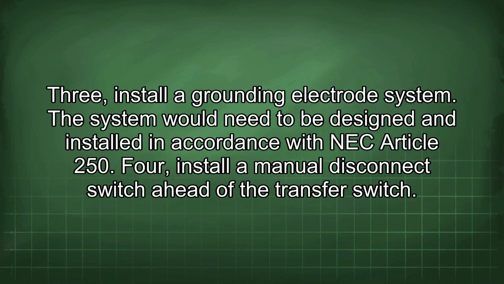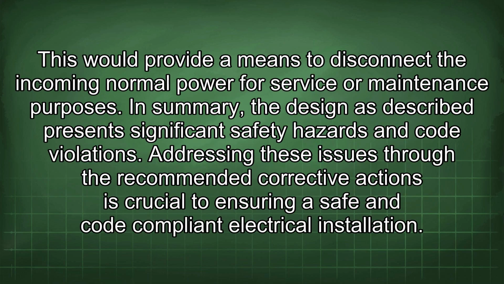panel. 3. Install a grounding electrode system. The system would need to be designed and installed in accordance with NEC Article 250. 4. Install a manual disconnect switch ahead of the transfer switch. This would provide a means to disconnect the incoming normal power for service or maintenance purposes. In summary, the design as described presents significant safety hazards and code violations. Addressing these issues through the recommended corrective actions is crucial to ensuring a safe and code-compliant electrical installation.